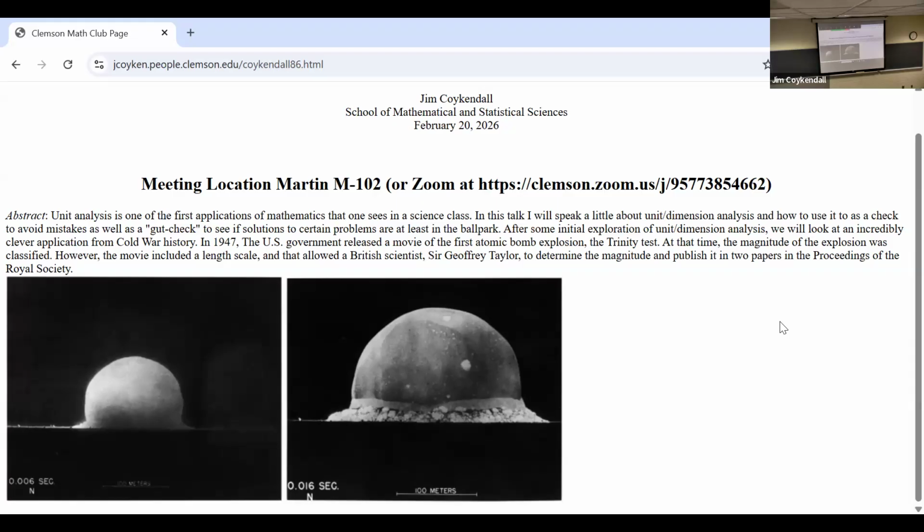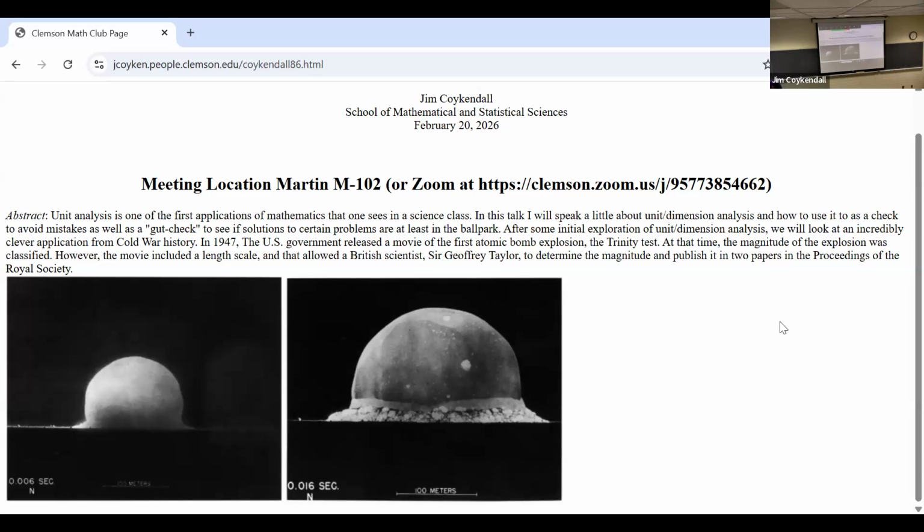But the yield of the atomic bomb at the Trinity Test was very classified. You're not supposed to know it. And using essentially just unit analysis and some basic assumptions, Sir Geoffrey Taylor, a British physicist, was able to watch these films, with a length scale, and just from getting these two different pictures at different times, was able to very precisely calculate the classified yield of the bomb from the Trinity Test, which is really kind of amusing.